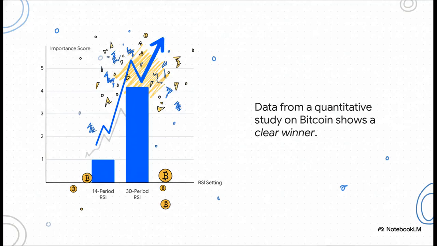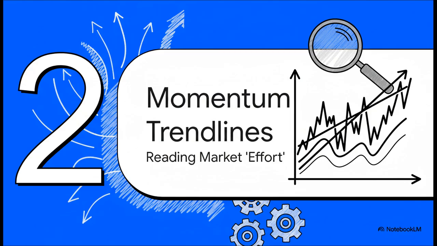And here is the evidence. A quantitative study on Bitcoin tested a bunch of different settings, and the results were pretty staggering. The standard 14-period RSI scored a 1 on importance. You know, decent. But look what happens when you switch to a 30-period RSI. The importance score jumps to over 4. That's not just a small improvement, that is a complete game changer. By simply looking at a slightly longer time frame, you filter out so much market noise and get drastically cleaner signals.